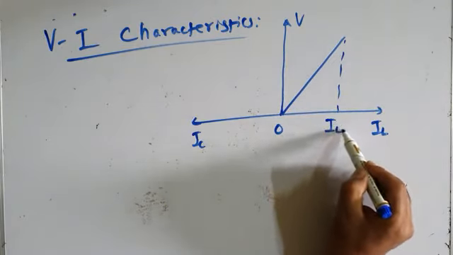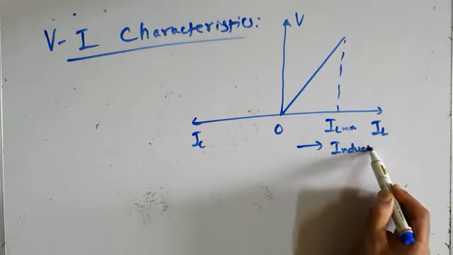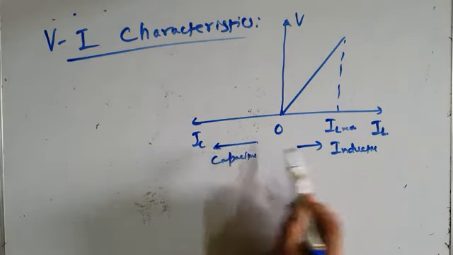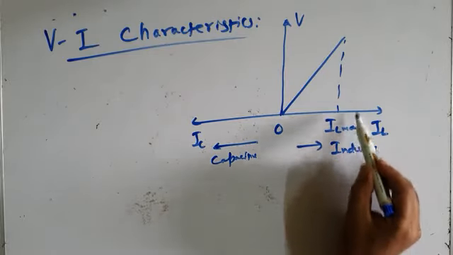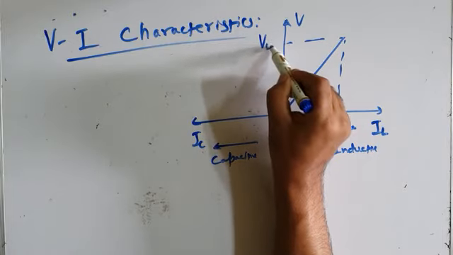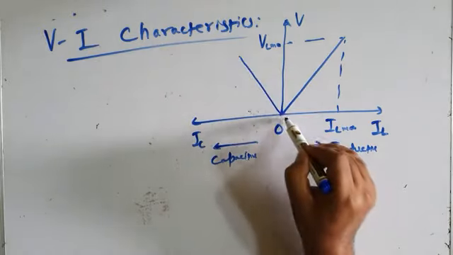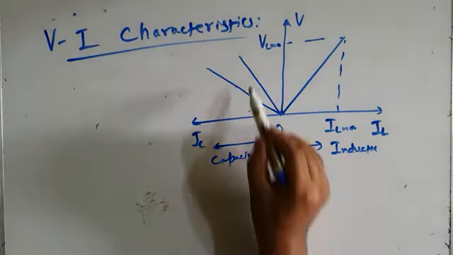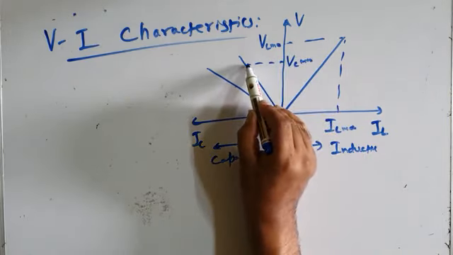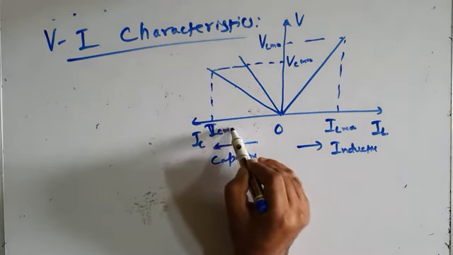This may be the maximum inductive current. So this is the inductive region. If your SVC is operating in the inductive region, this is the maximum inductive current, and this is the maximum voltage across the TCR inductor, VL max. And here it may operate in the capacitive region. Depending upon how many TSC you have turned on, for example, this may be VC max, maximum capacitive voltage, and corresponding to that, this may be IC max, maximum capacitive current.